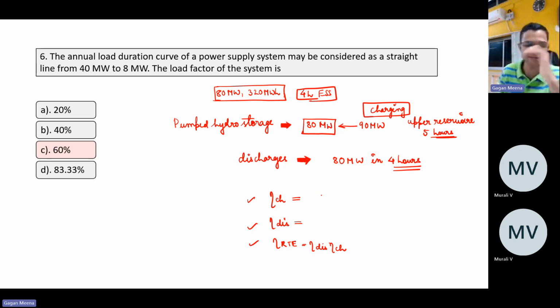See, in charging, there is a loss, right? In charging and discharging, there is a loss of 10 megawatts. Both ways there is a loss. In charging, the loss is there. That means we need more energy to charge it to its rated power. So this is the rated power, right? We want to achieve this, but to achieve this, how much do we require?